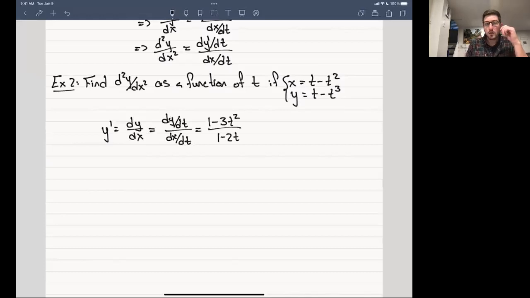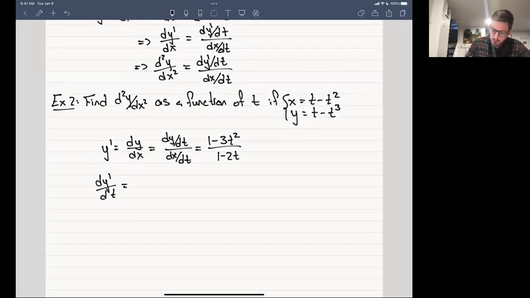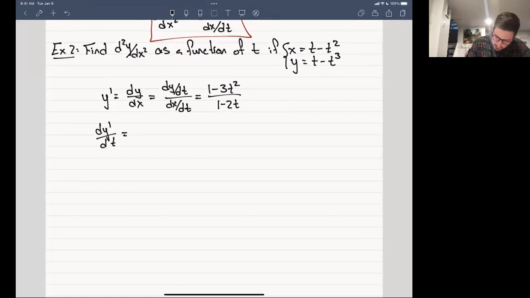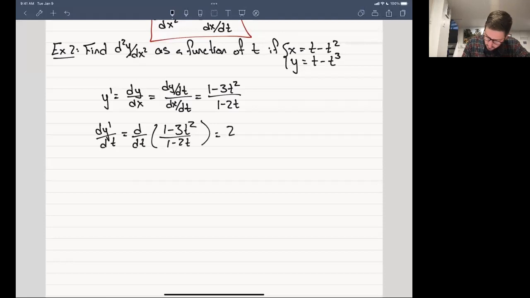And so now we can take the derivative of that with respect to t, because that's what we need in the top of the fraction to compute the second derivative here. This is going to be a quotient rule application, right? This is the derivative with respect to t of 1 minus 3t squared divided by 1 minus 2t. I'll leave the quotient rule to you to have a little bit of fun with. I'll just tell you what the solution comes out to be. So I get 2 minus 6t plus 6t squared, all divided by 1 minus 2t squared.